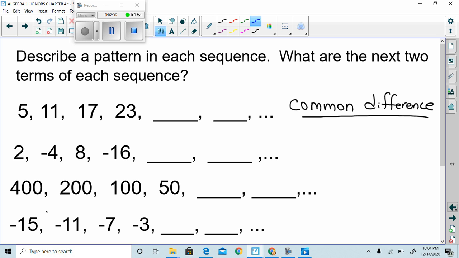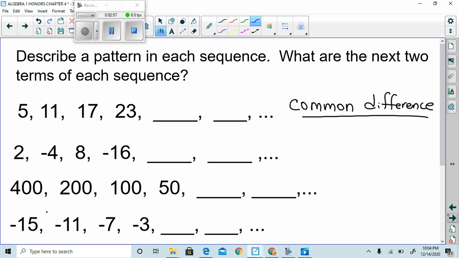Again, what is our mission here? We're trying to describe a pattern and determine what the next 2 terms in the sequence are. Again, I give you a few practice problems and we'll discuss these together. Look for a pattern and complete the next 2 terms in the sequence.